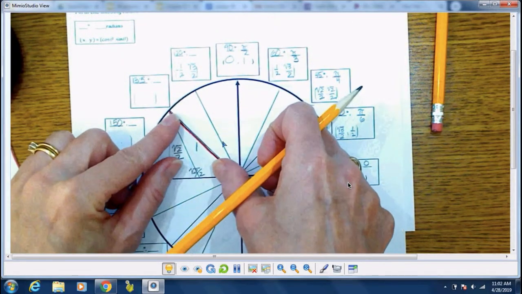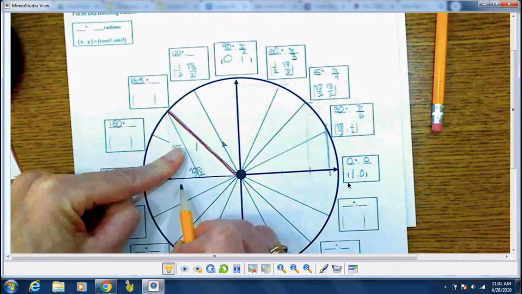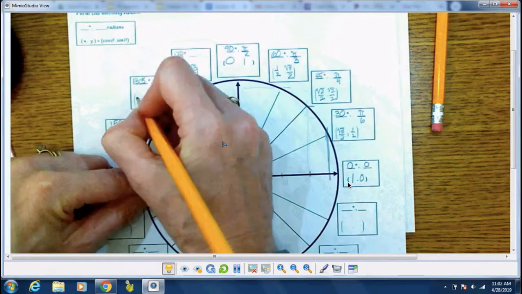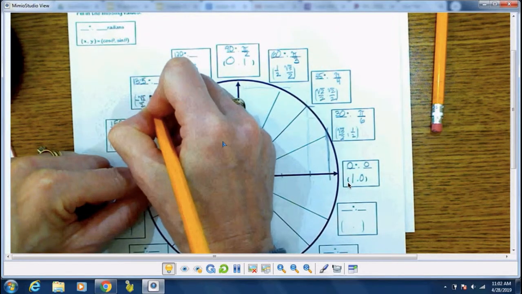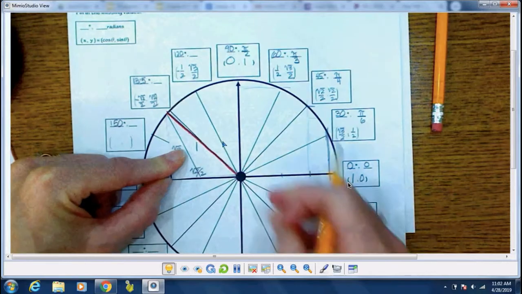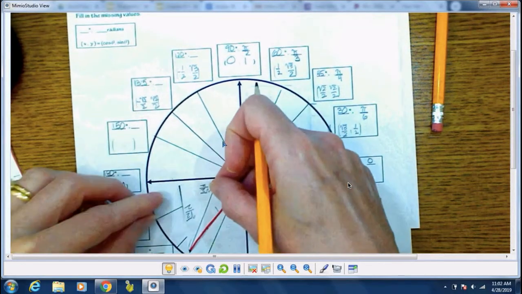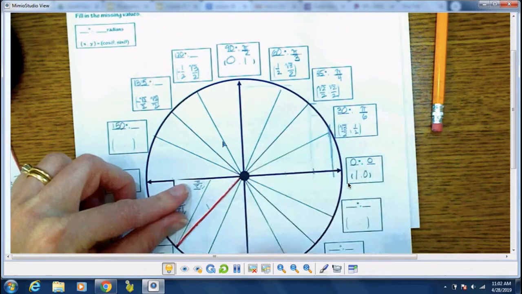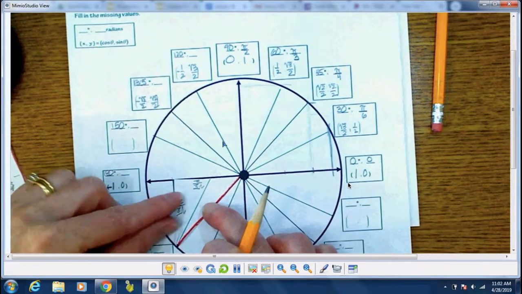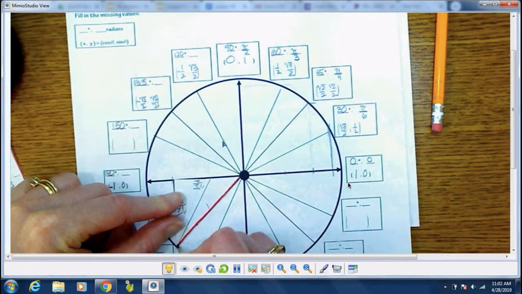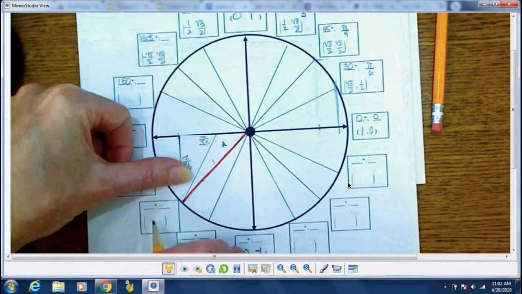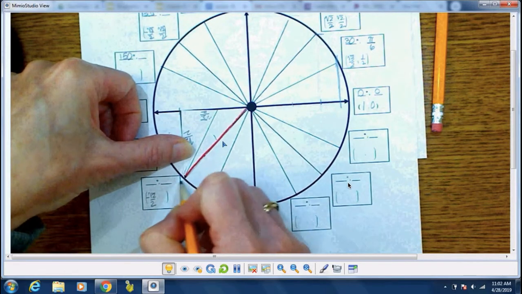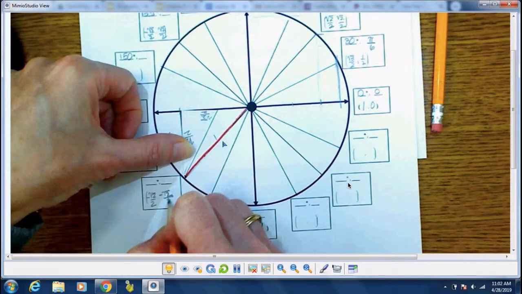135. I've got my 45, 45, 90 degree triangle. My x value is negative square root 2 over 2. And my y value is the square root of 2 over 2. And you basically just kind of go around the circle figuring this out. And in this one, they're both negative because the y value is negative and so is the x value.